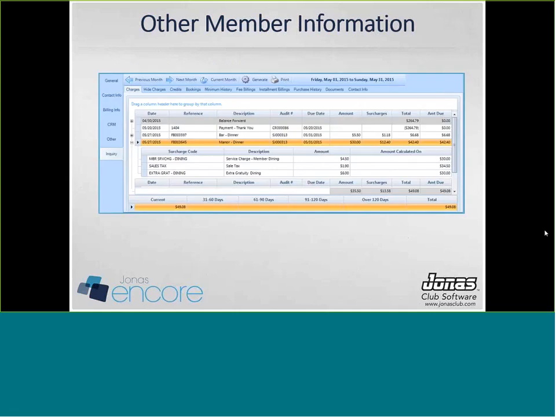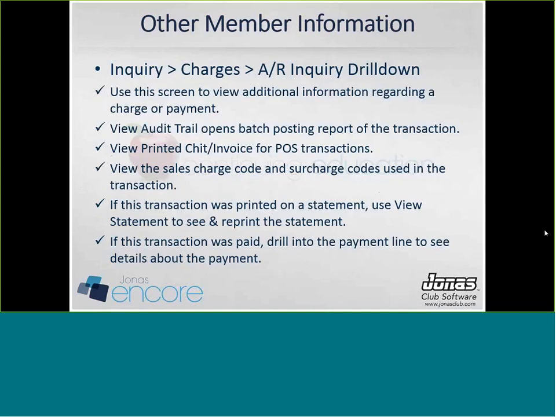You can click the plus sign on the left-hand side, and that'll expand the charge, but you can also double-click on it, and that will open the drill down. The drill down you can use to view additional information. View audit trail will open that initial posting batch. You could reprint that, or view printed chit as mentioned.